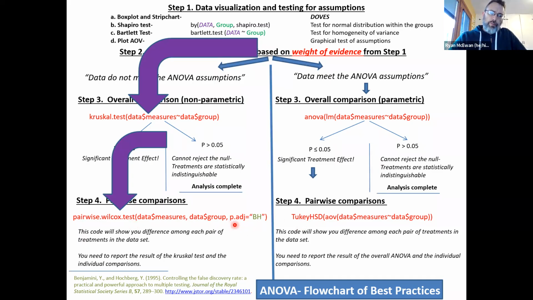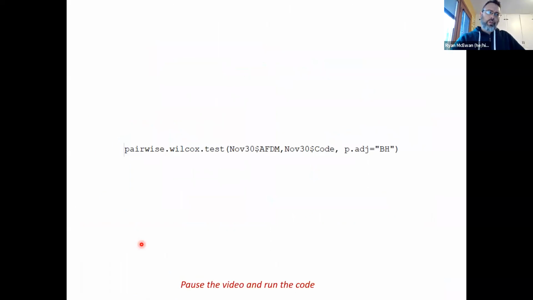You have to adjust the p-value. There are many different ways, and I'll show you in the code if you want to check out the different p adjustments. This is a good one though, the Benjamini and Hochberg, BH adjustment. It's going to show you the pairwise differences. So we can do this one to the next one to the next one. So here's the code. Type the code. Pause the video.